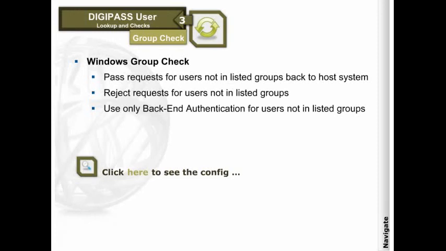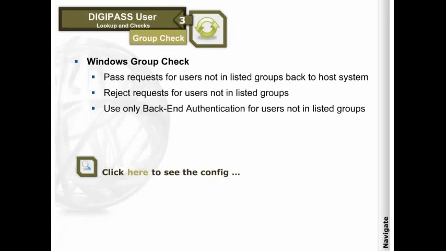Specific Windows groups can be selected for authentication by the Identikey server when all users are Windows accounts. The following group check modes are available. Pass requests for users not in listed groups back to host system. The Identikey server does not handle authentication for users who are not in one of the defined groups. These users are handled by the host system.